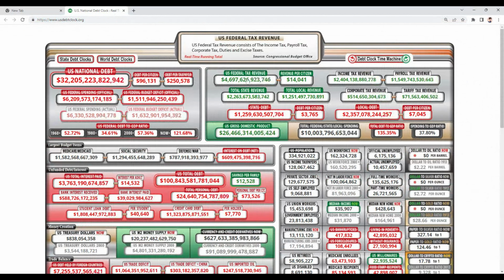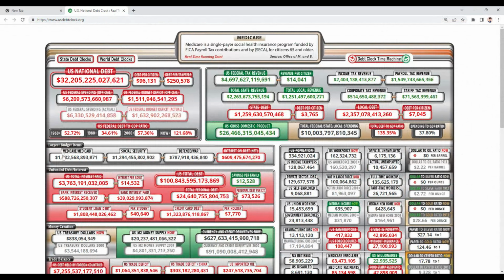The US federal tax revenue, this is how much the US government takes from us, from individuals and corporations every year. And currently they're at almost $7 trillion. So that's a lot of money. But look over here, the US federal spending, we're actually spending $6.2 trillion, or about 35% more money than what we're bringing in. So the government actually has a credit card too. That's why this number, our debt number, continues to grow so rapidly, because the government is spending 35% more money than what they actually have.